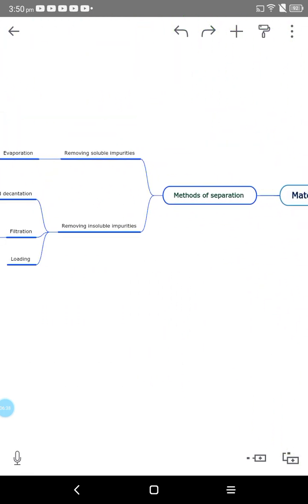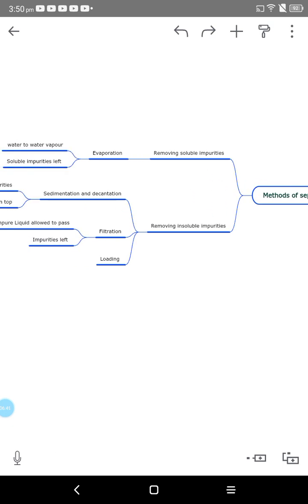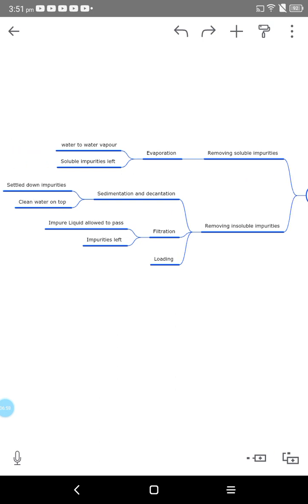Methods of separation. Removing soluble impurities: evaporation. Evaporation changes the water into water vapor and soluble impurities are left behind. Removing insoluble impurities: sedimentation and decantation. Sedimentation is the process in which sediments settle down at the bottom of the container. Decantation is the separation of the sediments and the clean water.